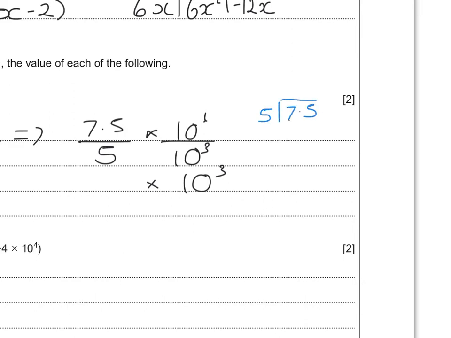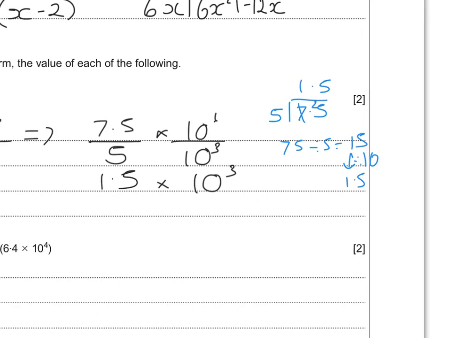bus stop division and say 5 goes into 7 once, remainder 2, 5 goes into 25 5 times to leave me 1.5. Or you could say 75 divided by 5 is 15. However, I've made 7.5 10 times bigger to make it 75. So I'm going to divide this by 10, which gives me 1.5 as an answer. Either way, we get a value of 1.5 times 10 to the power of 3.